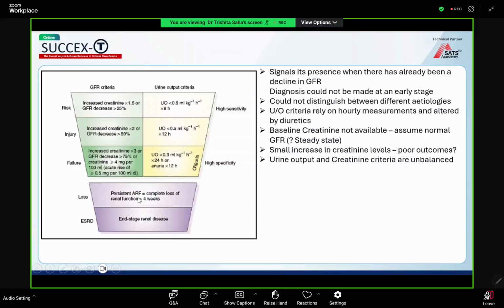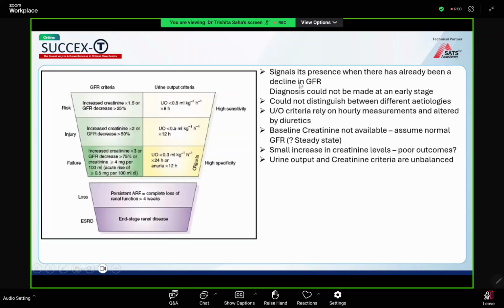Most important part of this RIFLE criteria is you have to write about the loss that is persistent acute renal failure, that is a complete loss of renal function for more than 4 weeks, and end stage renal disease. You have to highlight these points. And when you are writing the RIFLE criteria, you should always mention the pitfalls in the RIFLE criteria, which gave weight to the AKIN and the KDIGO guidelines.